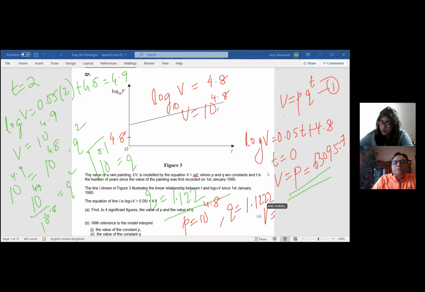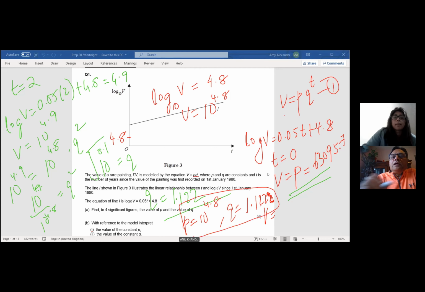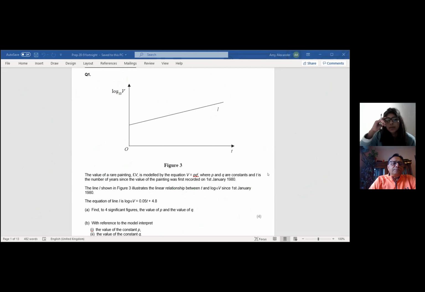Right. So 1, 2, 3, 4. Yes, right, 2 2s. So that will be your answer. Now let's do the other parts.